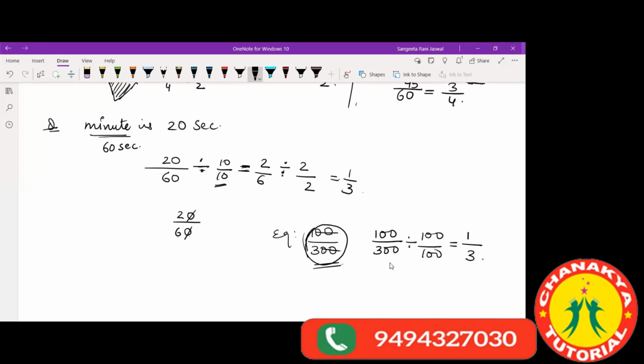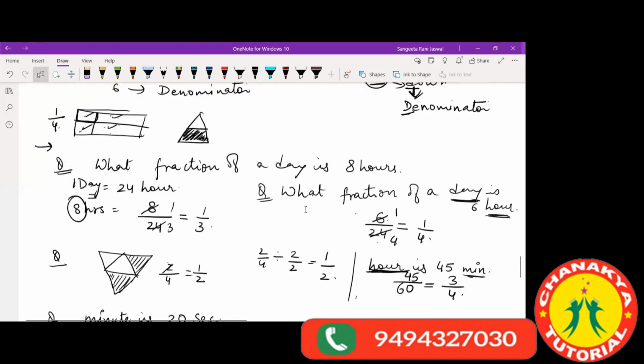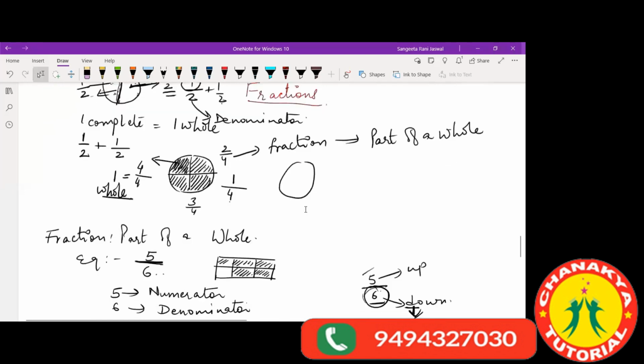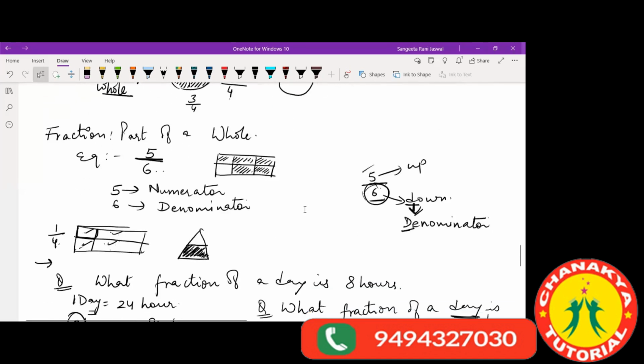We'll talk more about fractions in our next class also. So today just revise whatever we have done in the class. What is a fraction? A part of a whole. A fraction is when we divide something into equal parts. When we divide it into unequal parts, we don't call it a fraction. That is only some part, but not a fraction.